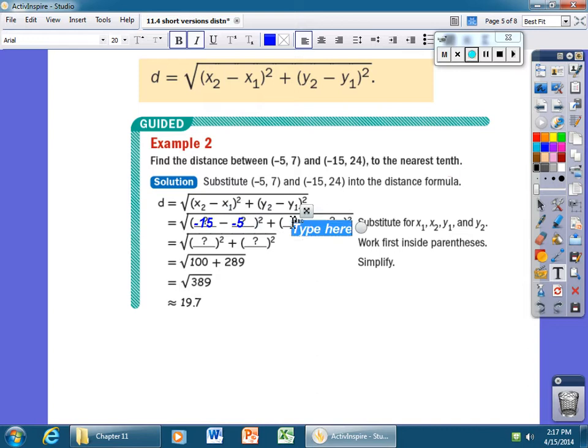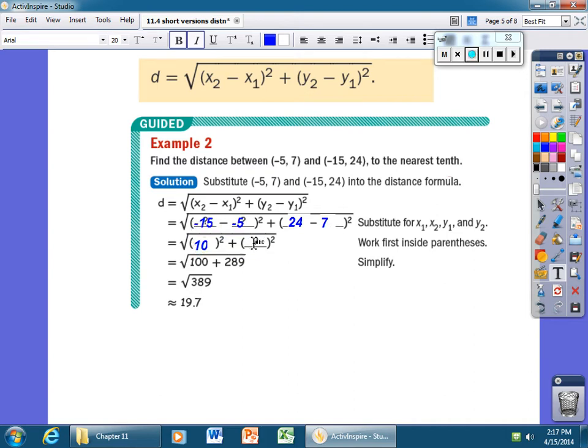Okay, over here, in this blank, I would be putting in the 24, and in this blank, I'd be putting in the 7. So then I do those calculations. Negative 15 subtract negative 5 is going to give me negative 10. So right here, we'd put in the 10.